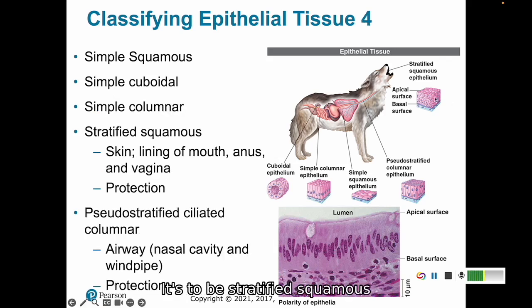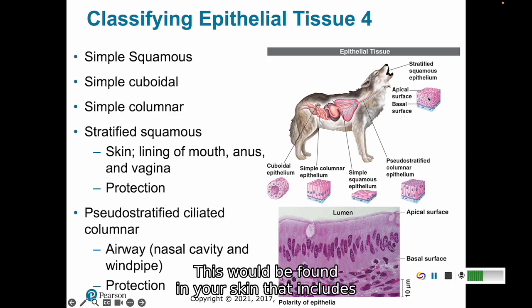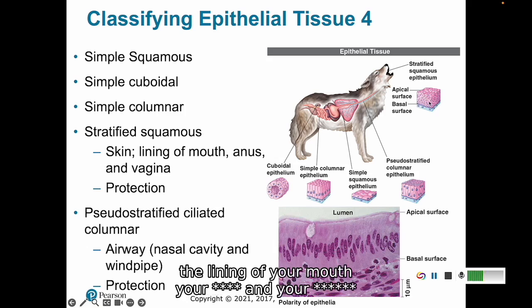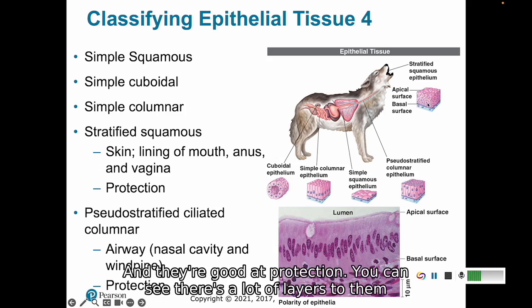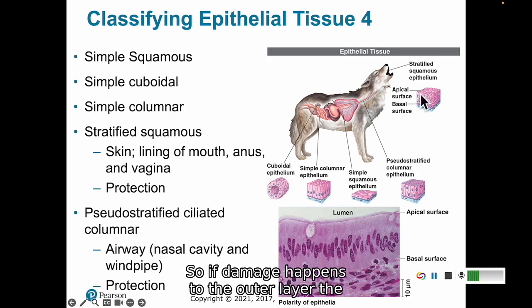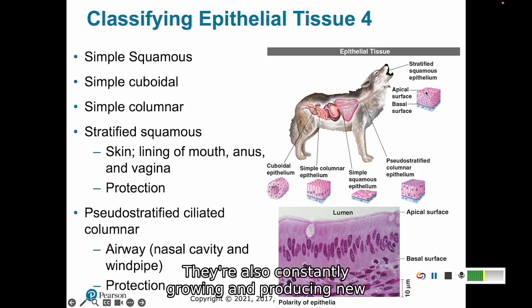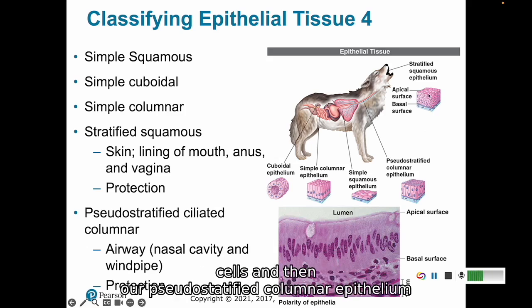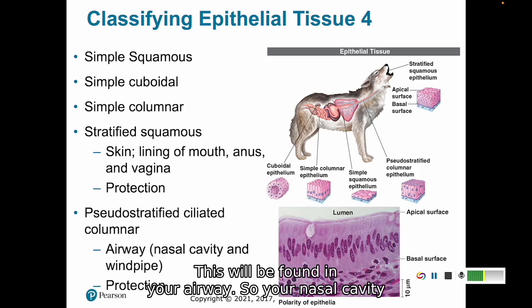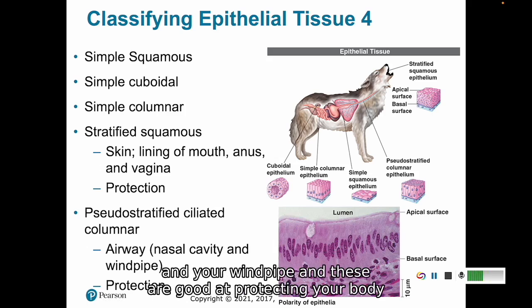Next would be stratified squamous. This would be found in your skin. That includes the lining of your mouth, your anus, and your vagina. And they're good at protection. You can see there's a lot of layers to them. So if damage happens to the outer layer, the inner layers are still there to protect your body. They're also constantly growing and producing new cells. And then our pseudostratified columnar epithelium. This would be found in your airway, so your nasal cavity and your windpipe, and these are good at protecting your body.